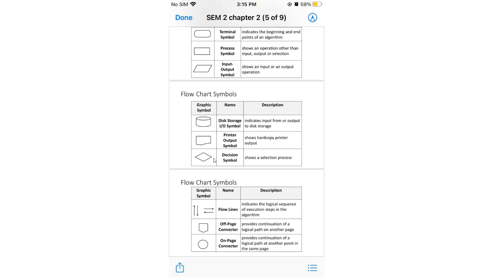This diamond shape is the decision symbol, which shows a selection of process. These two parallel arrows are flow lines, which indicate the logical sequence of execution steps in the algorithm. This is the off-page connector, which provides continuation of a logical path on another page. The circle symbol is the on-page connector, which provides continuation of a logical path at another point in the same page.